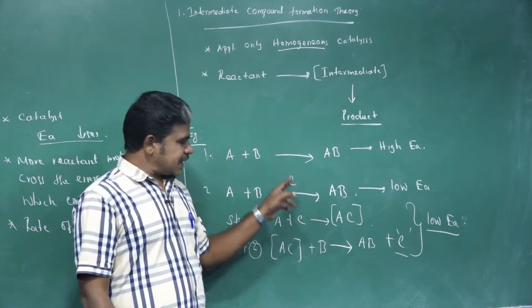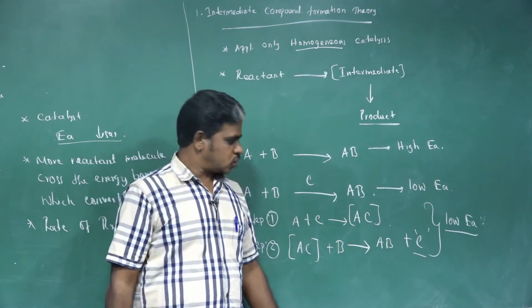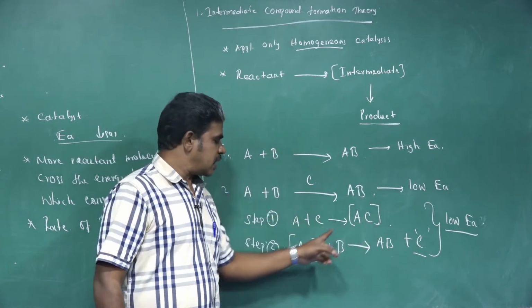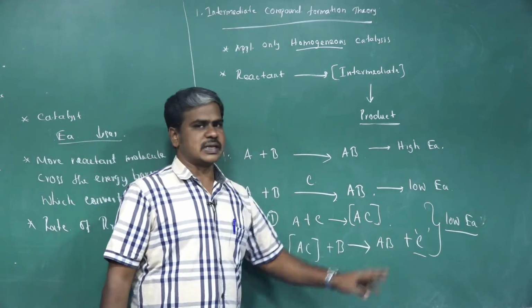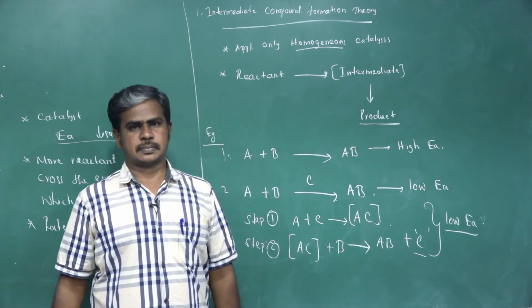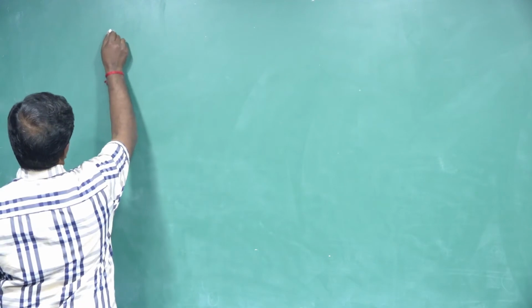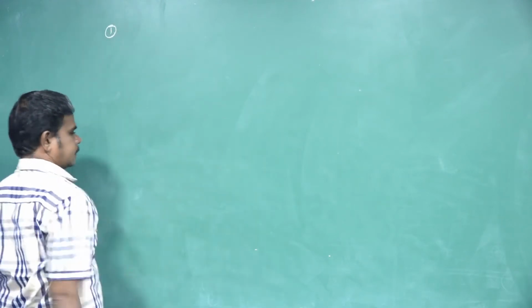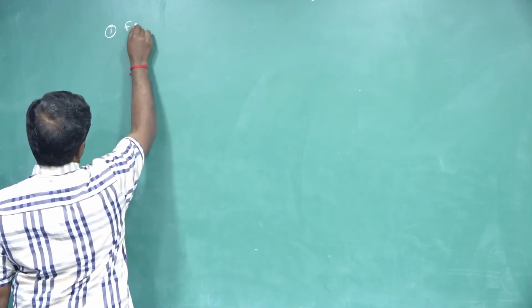So, in the presence of a catalyst, the activation energy decreases, so that the reactant molecule forms an intermediate, and the intermediate reacts with another reactant and forms the desired product and the catalyst. Now, we take the examples of the intermediate compound formation theory. The first example is the Friedel-Crafts reaction.